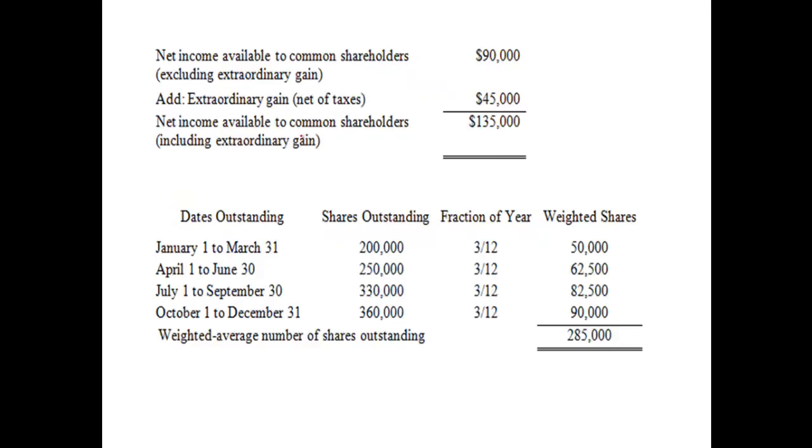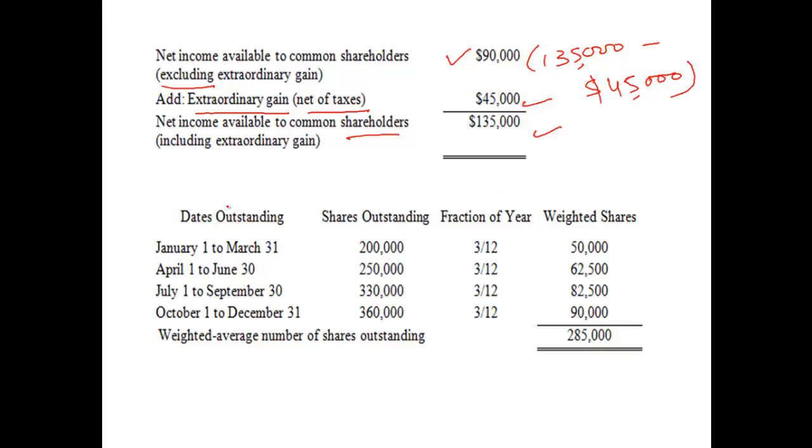Now coming to next, the net income available to common shareholders is $1,35,000 as computed above. The extraordinary gain net of taxes as computed above is $45,000. So the net income available to shareholders excluding this extraordinary gain will be $1,35,000 minus $45,000. So we'll get $90,000.